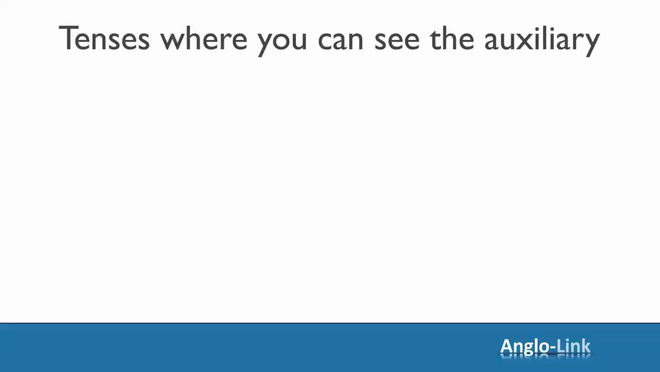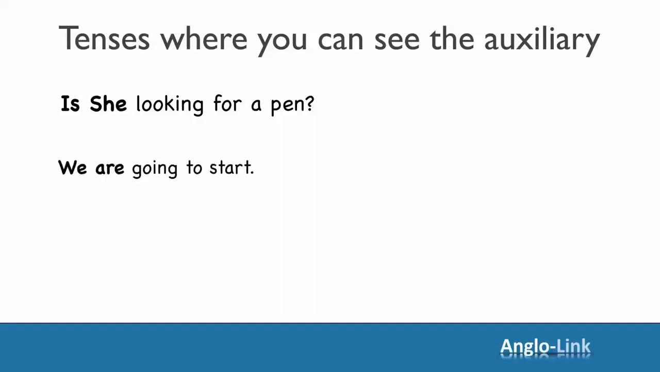Now let's look at some other verb tenses. First, tenses where you can see the auxiliary. Again, it's easy enough. Just move the auxiliary before the subject. She's looking for a pen. Is goes before the subject. Is she looking for a pen? We're going to start. Are we going to start?